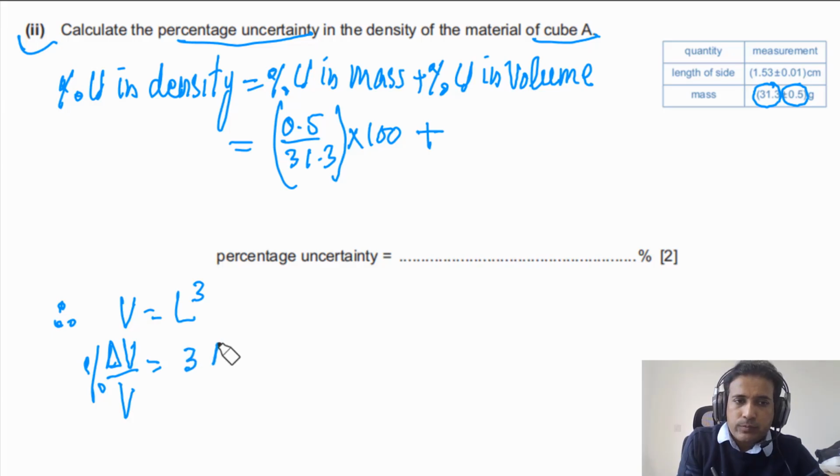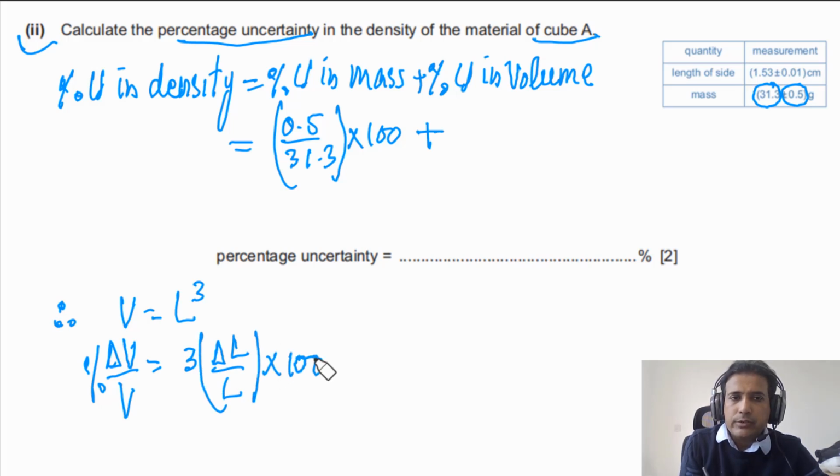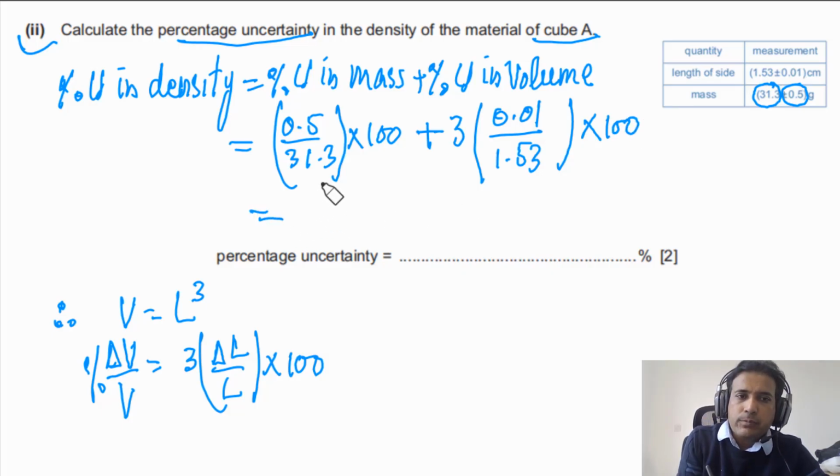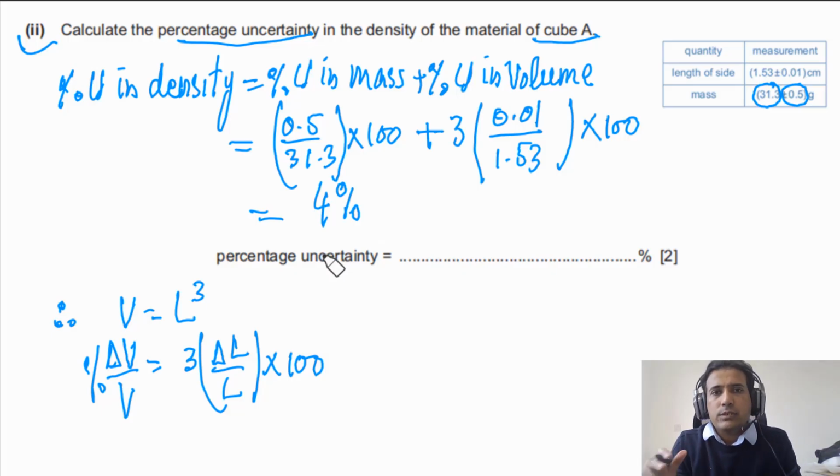This has to be equal to 3 times, the power has to come before, delta L by L, and we will multiply this by 100. Now simply we can write down here: this is 3 times delta L by L. So we have delta L equal to 0.01 divided by 1.53, and we need to multiply this by 100. Now if you simplify, you will get 4%. So this is the answer.